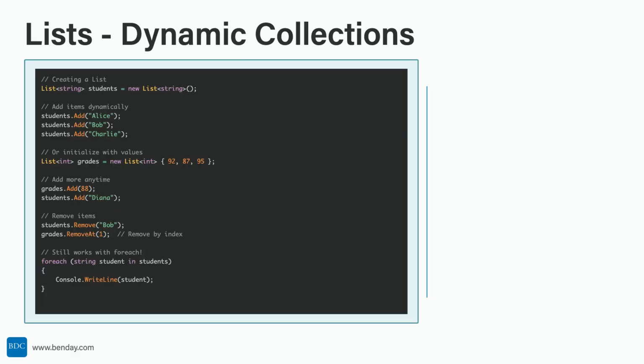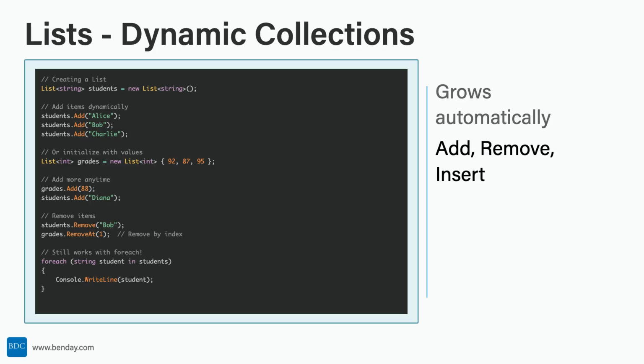Arrays are limited by size, and that then brings us to lists. Lists are basically arrays with a superpower. They can grow and shrink. You don't need to know the size up front. Just keep adding items as you need them, call Add, and the list grows. No need to specify size up front. Behind the scenes, it's managing arrays for you, resizing when needed.